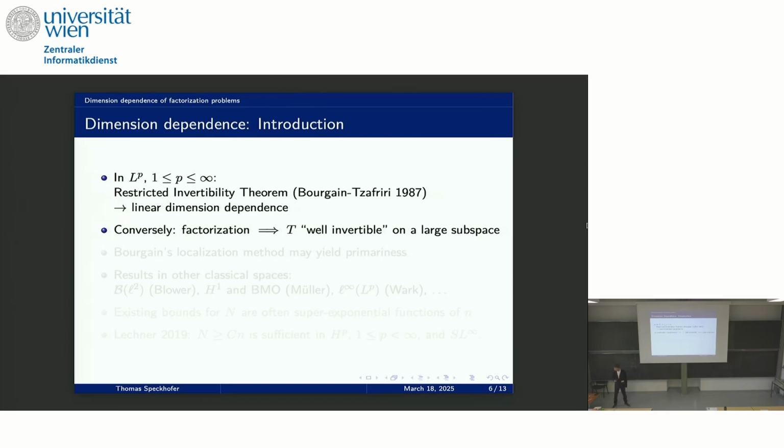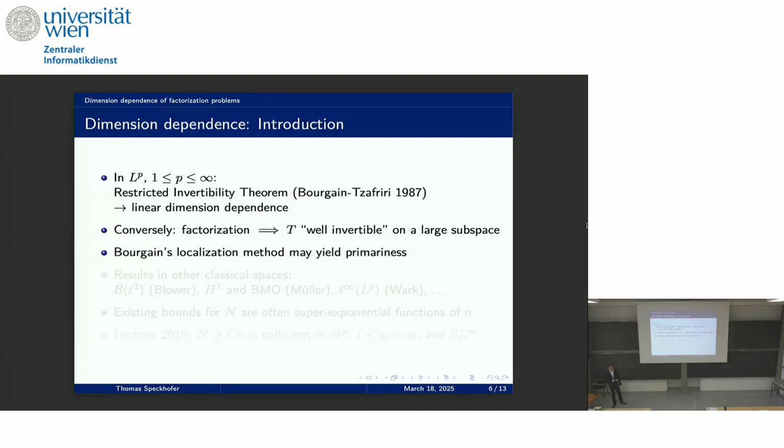Another reason why these problems are relevant, and that's actually the version with two possible outcomes, T or identity minus T, is Bourgain's localization method, which in some cases allows one to prove that a Banach space is primary by reducing this to such a finite dimensional factorization problem.